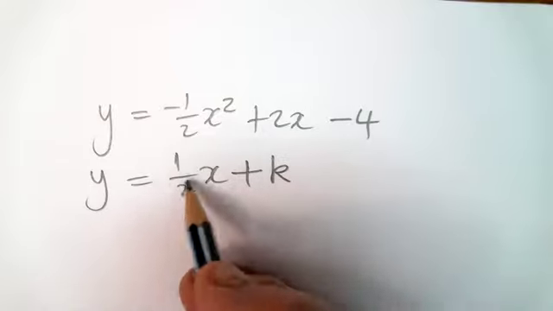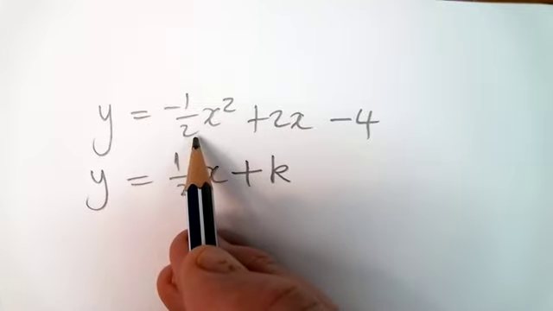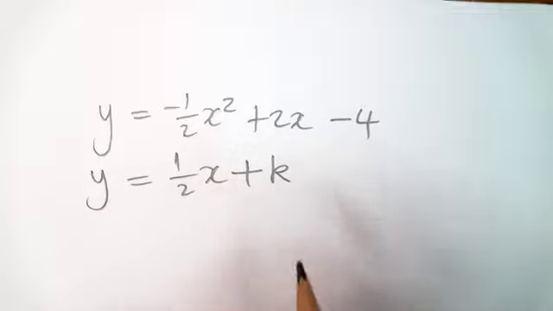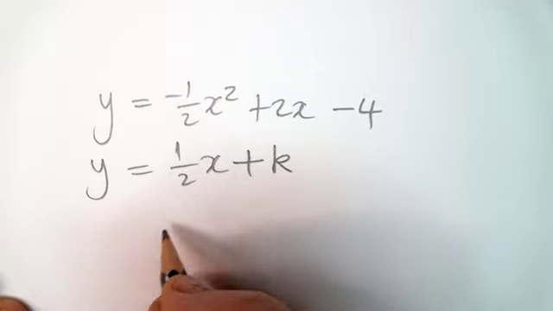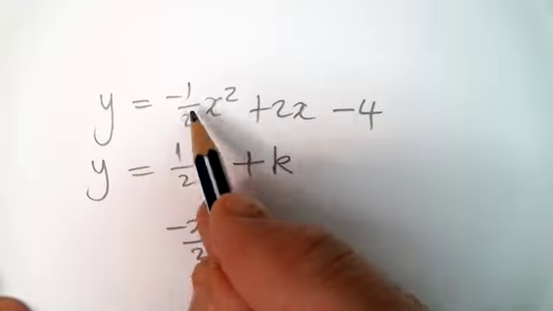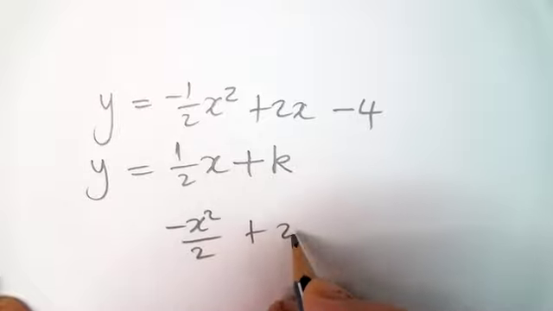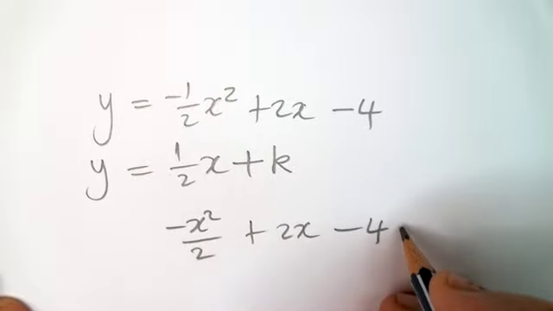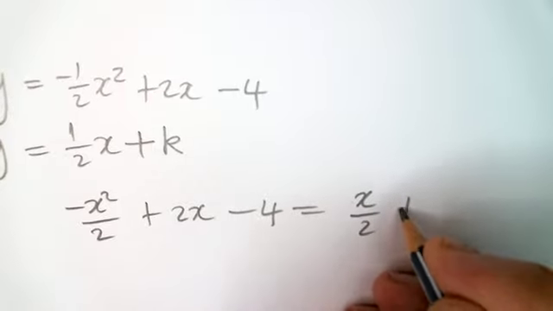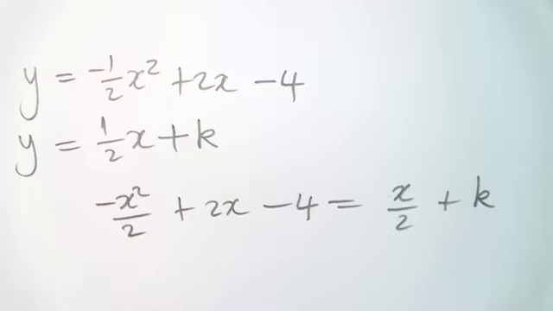So let's make these two equal to each other in the same fashion as before. I'm going to make this an x squared on 2, and this an x on 2 as well. So this is going to be negative x squared on 2, rather than saying negative 1/2 x squared. I just find this slightly more succinct. Plus 2x minus 4 is equal to x on 2 plus k.